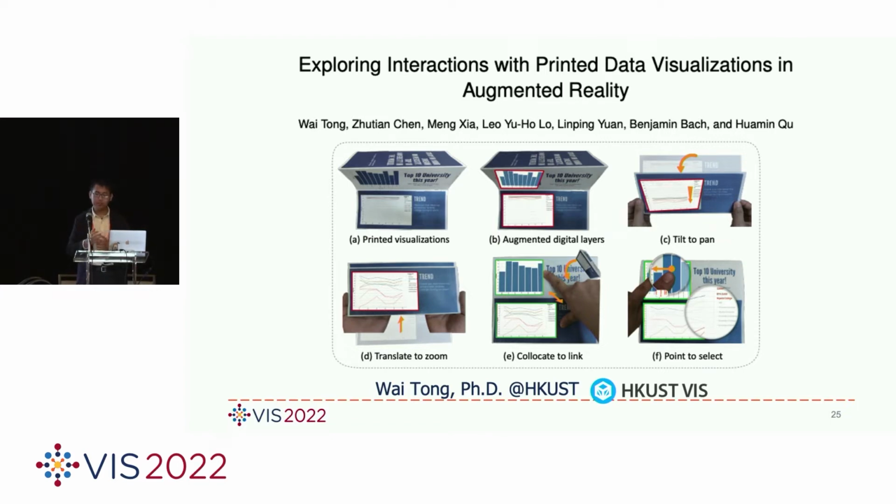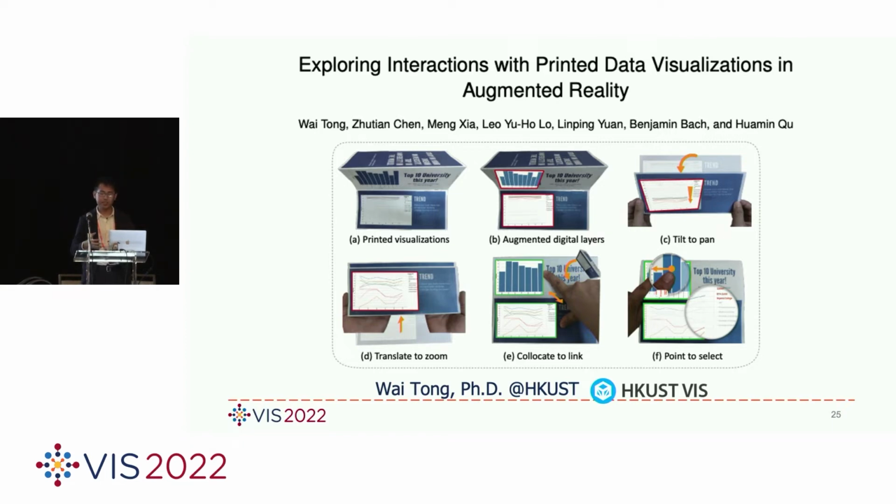Yes, that's also an interesting question. I think we can generalize the interaction to mobile AR for mobile data visualization. But one thing is that if we generalize to mobile data visualization, we are limited in some interactions, because we need to use one hand to hold the phone and one hand to interact with the paper.